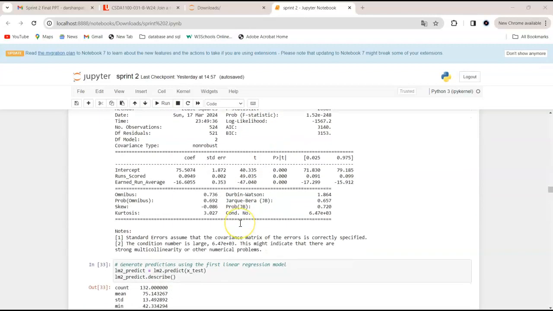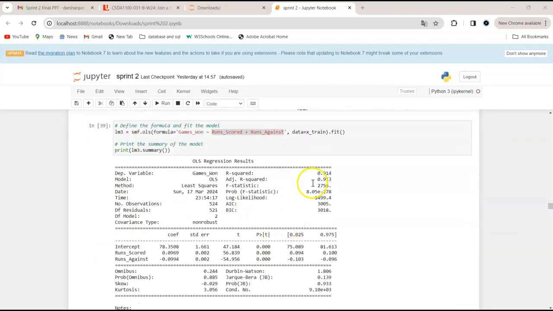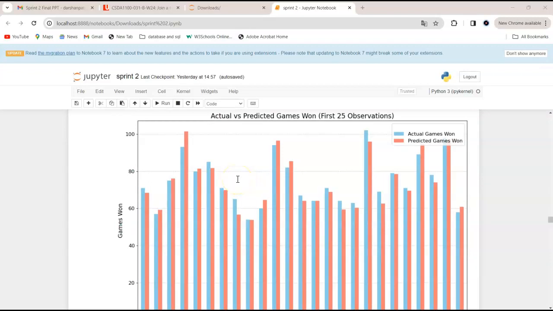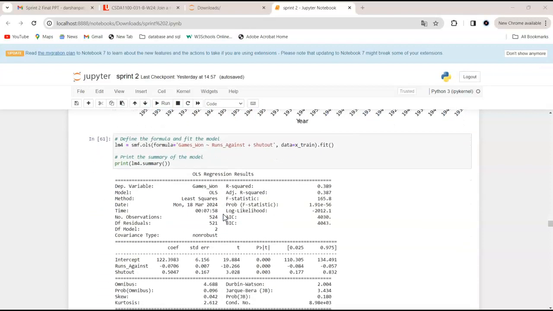To select the best model, the R square value should be higher. In my case, model 3 has a higher R square value, 0.91, and the F statistic value was also higher, 2756. Mean absolute error was 3.19, and root mean square error was 4.09, which were also the lowest among all 6 models. In the graph, for a visual representation, you can see that the actual game one and predicted game one for this model are similar, with less difference between them.